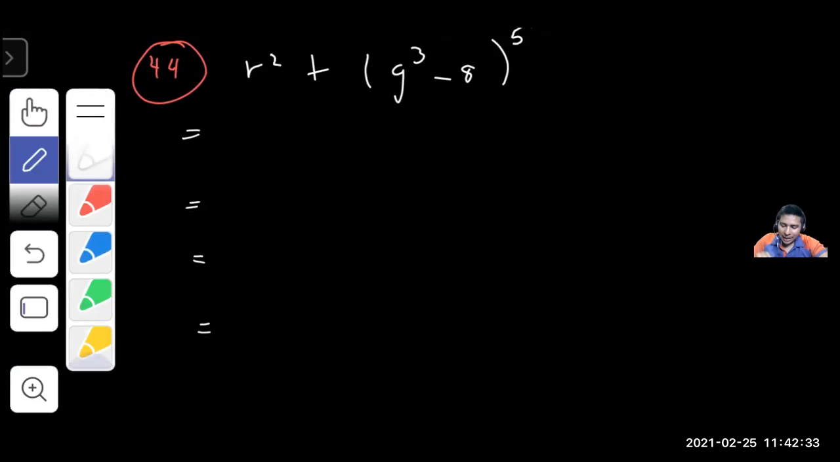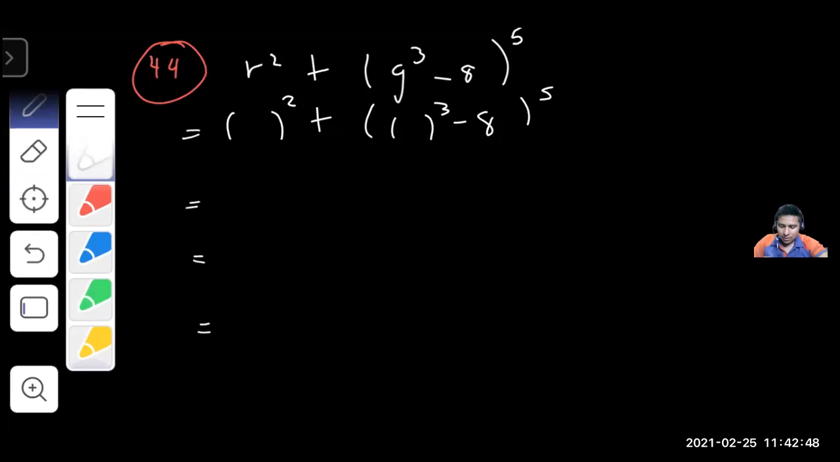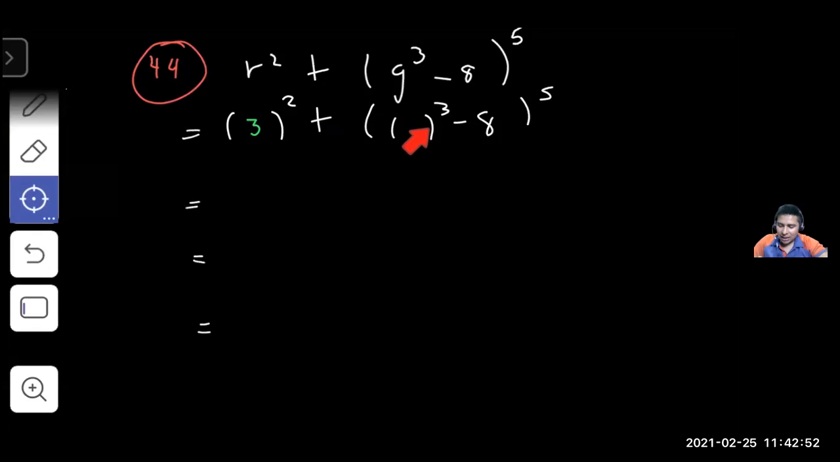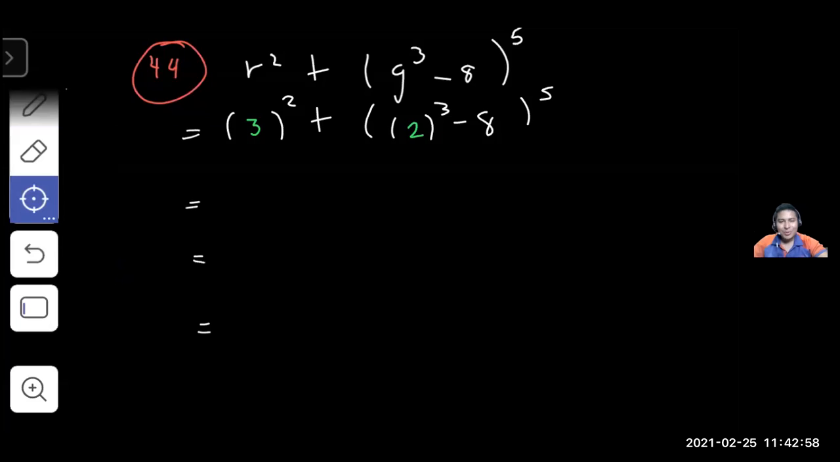I'm going to be placing, guys, parentheses for each of my variables. Parentheses squared plus parentheses, again, parentheses cubed minus 8. I just copy it to the 5th power. What is the value for r, you said, guys? 3. And what is the value for g? 2. Okay, let's substitute 2.